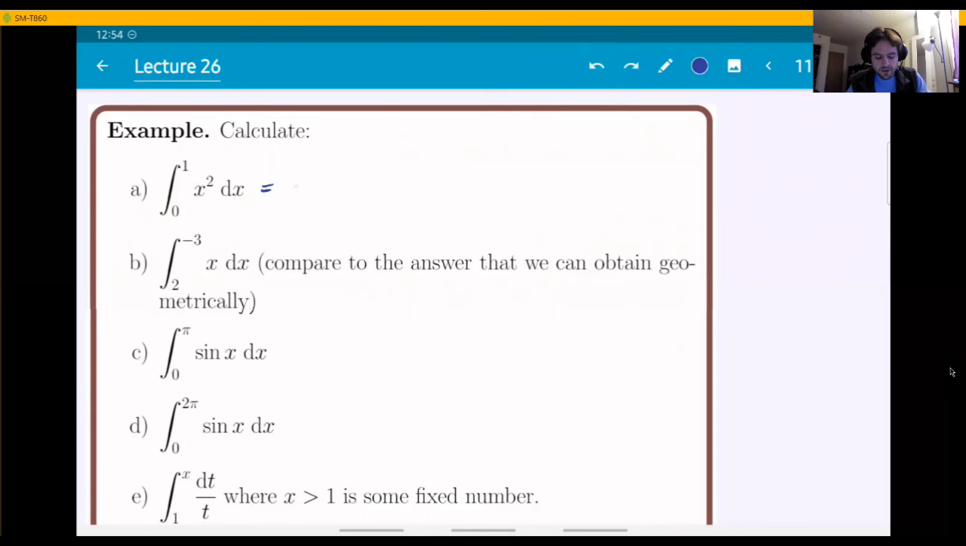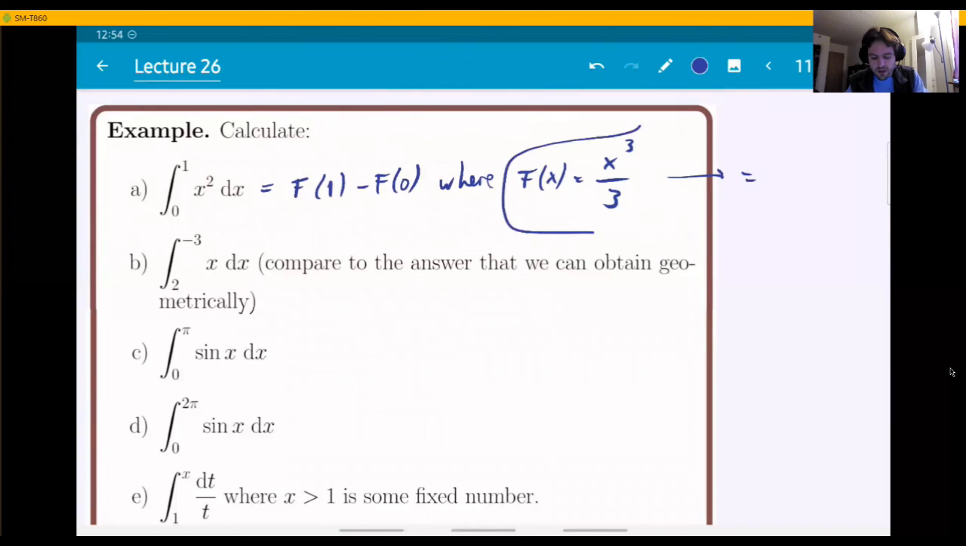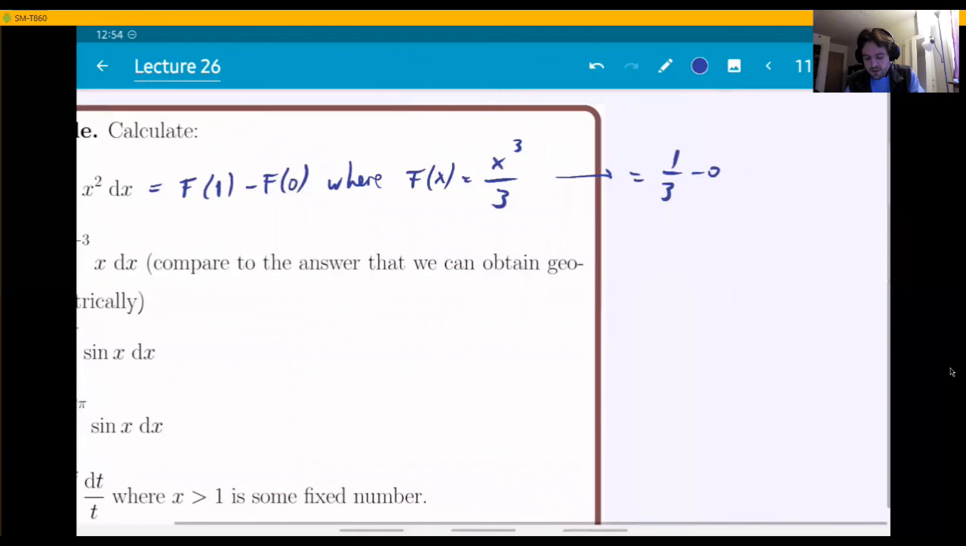So I'm going to just write this way. Big F of 1 minus big F of 0, where big F is the antiderivative, or an antiderivative of x squared, x cubed over 3. So that just becomes equal to, plug in 1 and 0 for this guy. You're going to have 1/3 minus 0. So that's just 1/3.